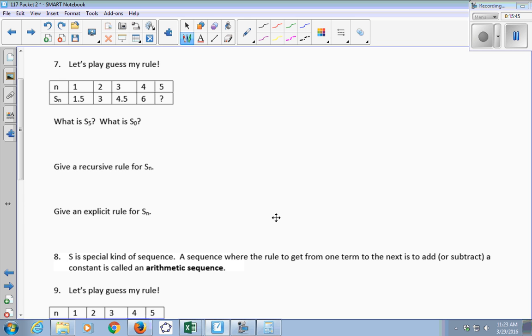Take 2 or 3 minutes in your groups and see if you can guess S5 and S0, and then we'll together come up with rules, recursive and explicit.